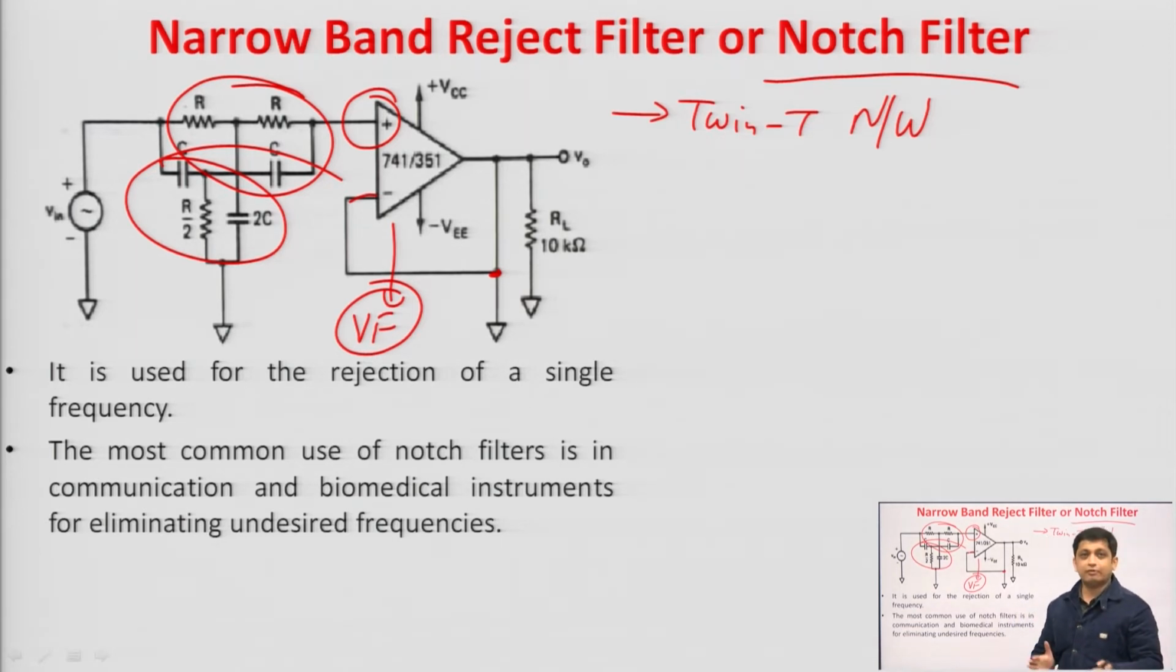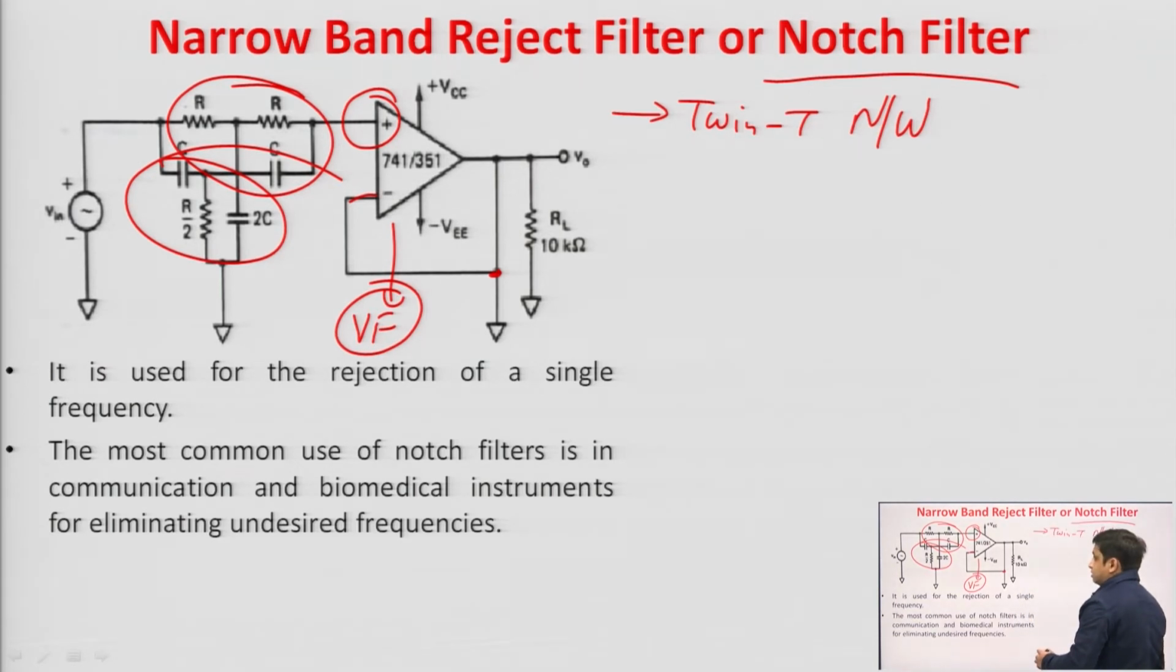So, the point is that we can design this notch filter without this op amp just by using the twin T network, but obviously that will be the passive notch filter and there will be loading effect, the signal will be attenuated, right.